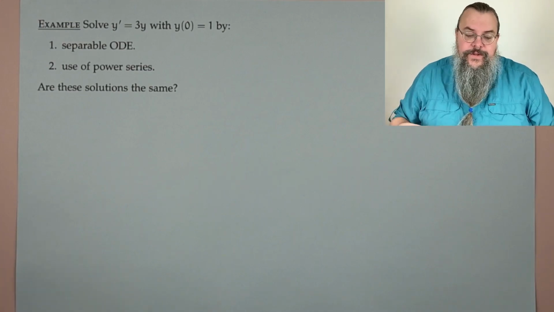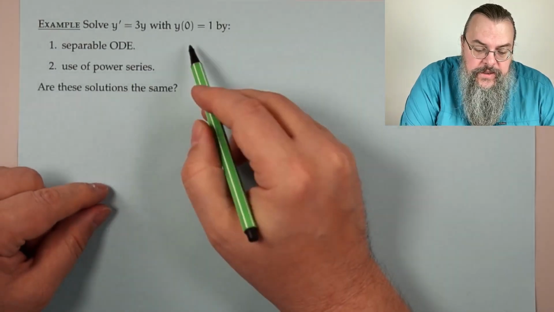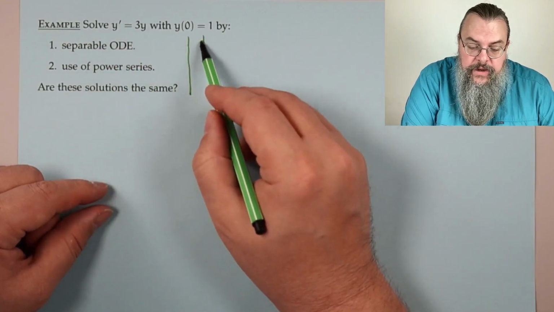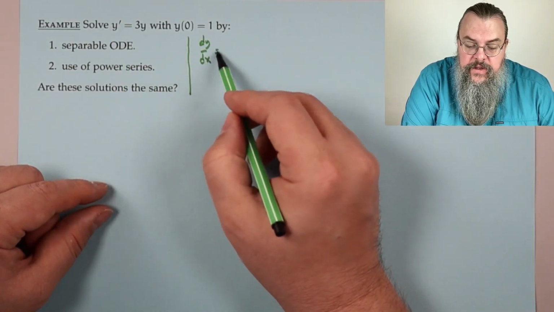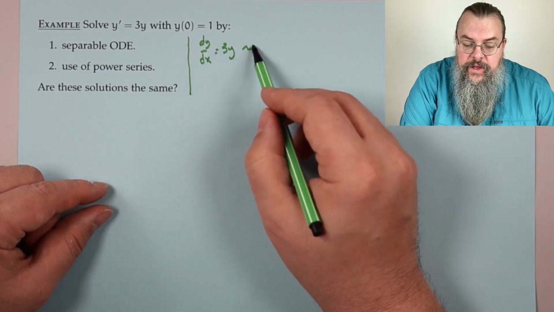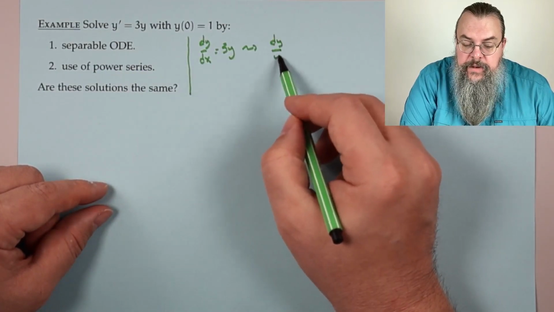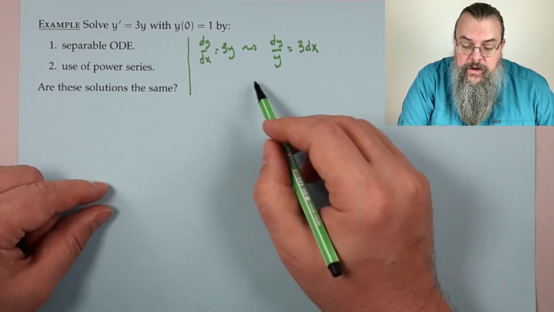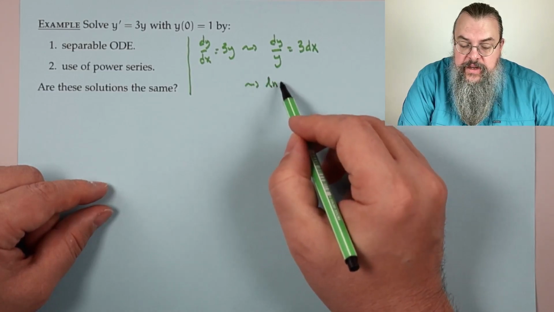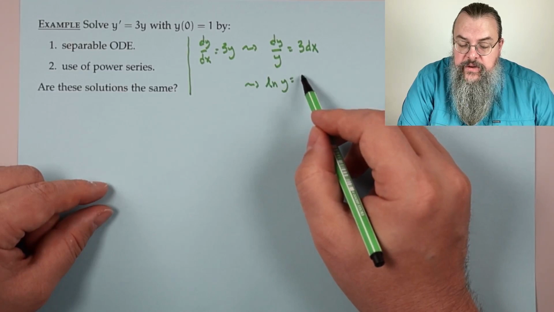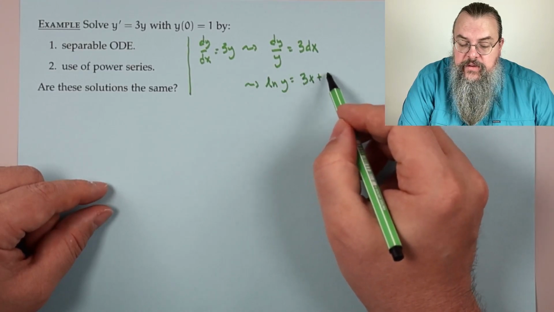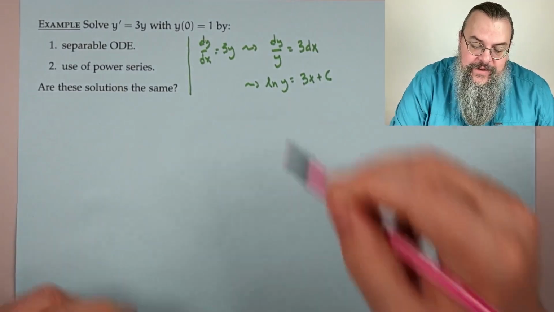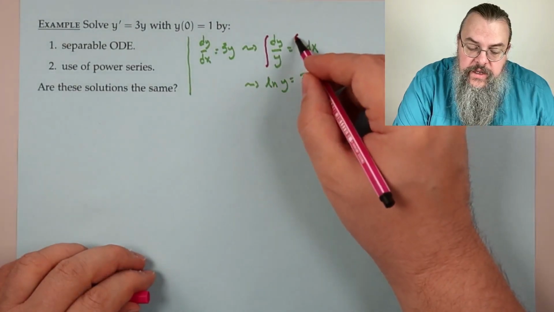So first off, let's do the separable ODE. And that shouldn't take too much space. So you think of y prime as dy dx. So we have dy dx equals 3y. Well, that's the same as dy divided by y is 3 dx. All right, well, that's integrating both sides. Log of y is 3x plus c, right? So we should mark that we integrated, so we'll put some integral signs here.